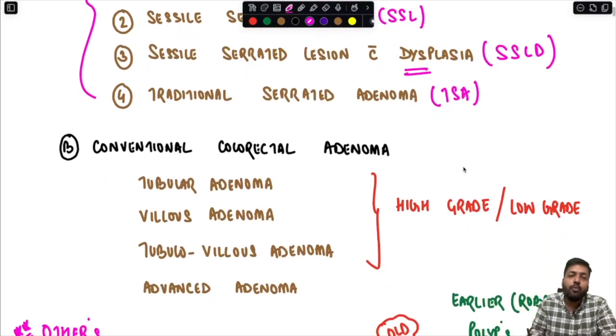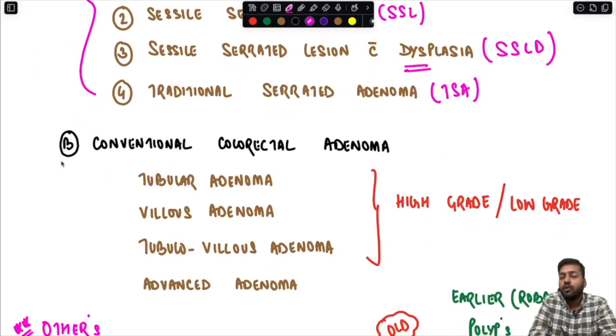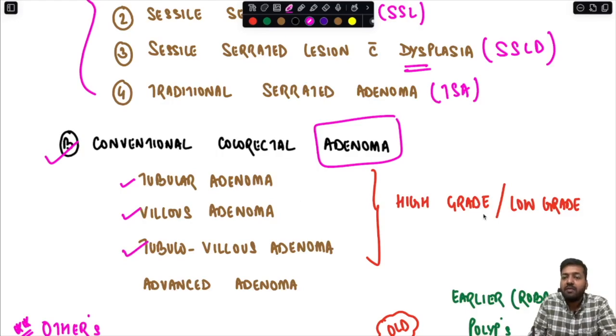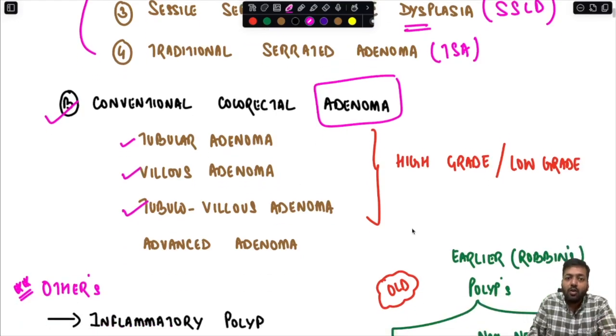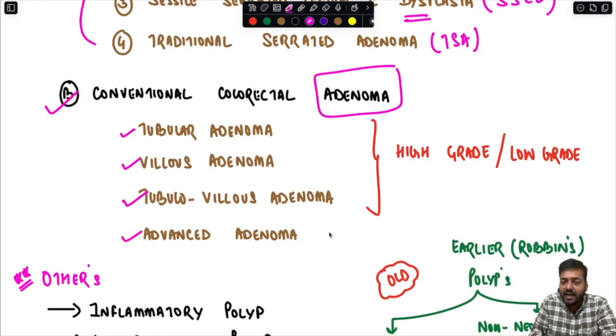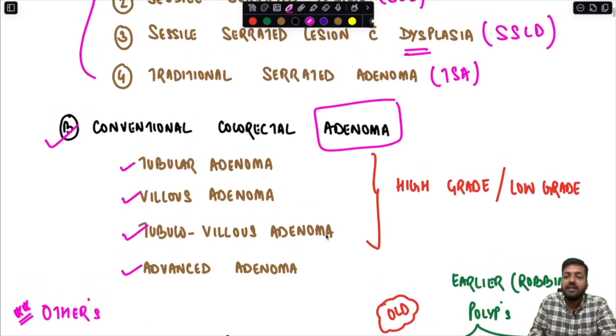Now the next group of polypoid lesions includes conventional colorectal adenoma. So what are the entities discussed over here? We are having tubular adenoma, villous adenoma, tubulovillous adenoma, which can be high grade or low grade. And then we are having advanced adenoma. So these are the entities which are covered under the section of conventional colorectal adenoma, and this will be covered in the second series of colorectal polyps and adenomas.